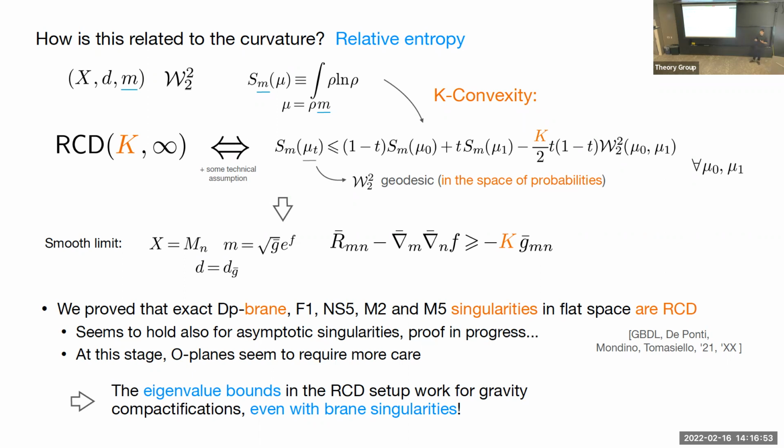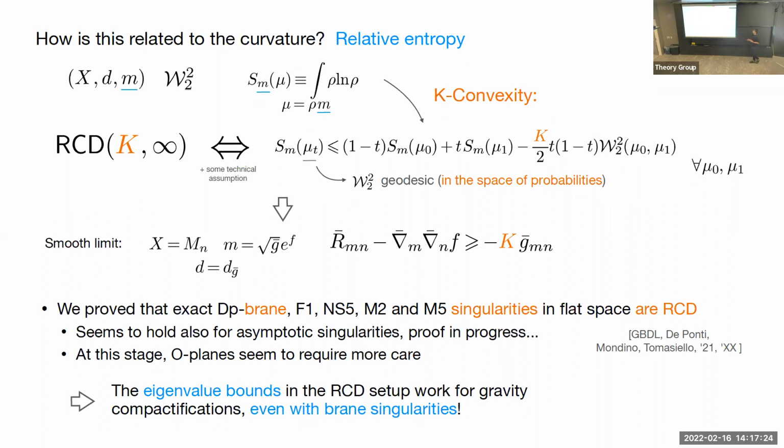It looks like the same holds also in asymptotic cases, where you don't just have the singularity in flat space, but a manifold that has some points where the singularity looks like the ones that you know in flat space. It seems that they also satisfy this property. They are in this class, but at least for now, this seems not to be the case when the sources have negative tension, like O-planes.